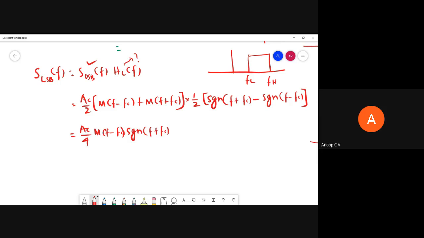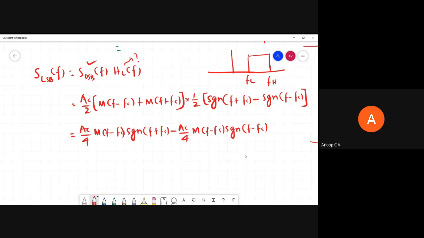So AC by 4 M of F minus FC signum of F plus FC, plus or minus next, AC by 2 M of F minus FC times minus half signum of F minus FC. So it will be minus AC by 4 M of F minus FC times signum of F minus FC, right?